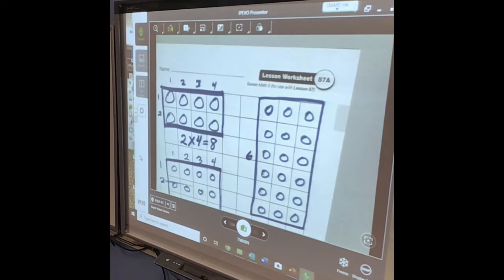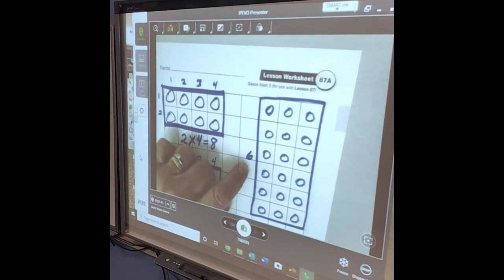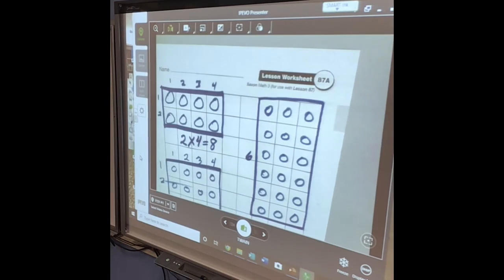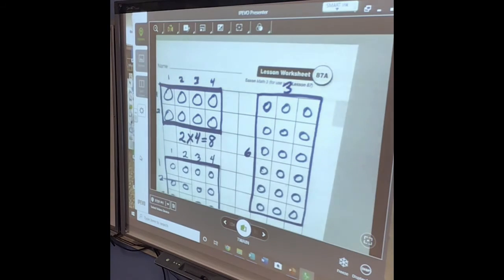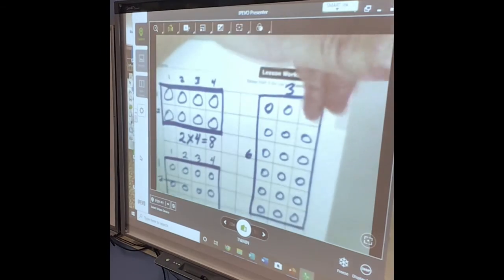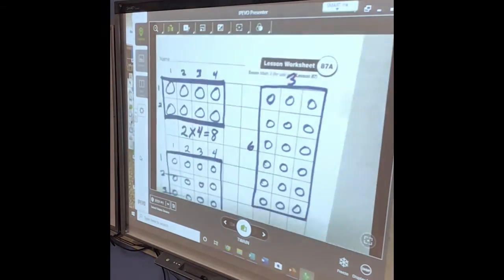So it'll say on your worksheet, label the array. And that means you need to write how many rows there are. And then on the top, you need to write how many columns there are. How many columns does this one have, Micah? Right, there are 3 columns. So we would label it like this. So when your worksheet says label the array, you need to write how many rows there are, and then how many columns there are. So you write the number on the side and on top.